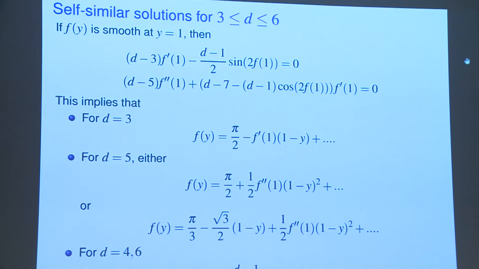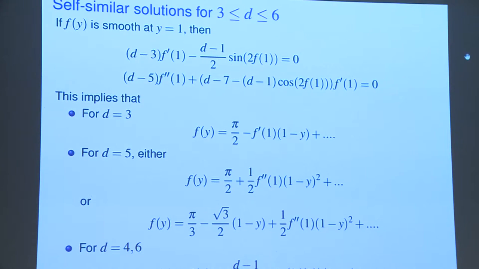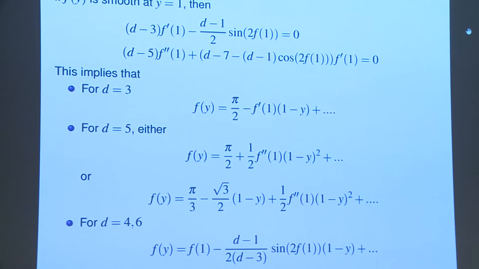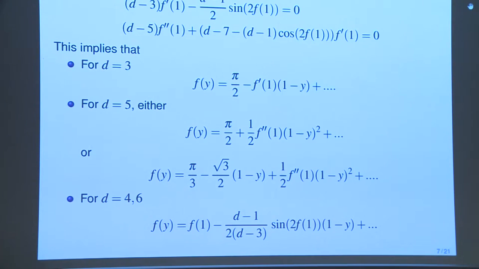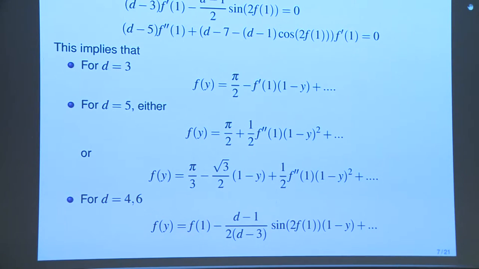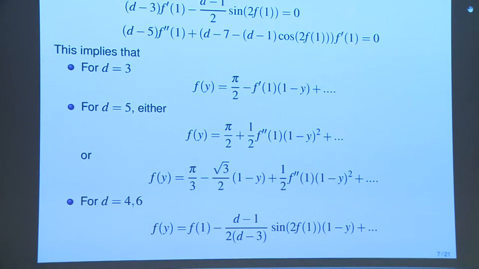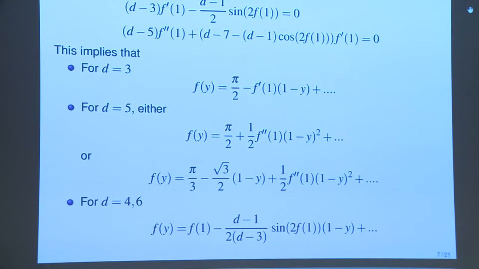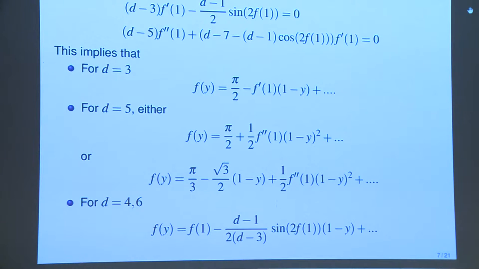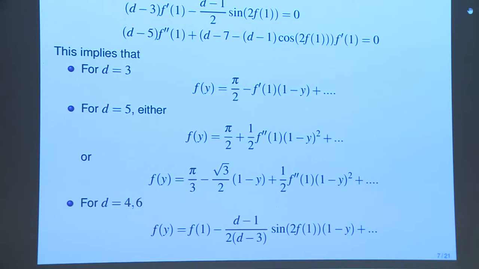So this is what is written there: in dimension 3 the solution which is smooth at 1 is parameterized just by the gradient at 1. In dimension 5 there are two possibilities. In the second equation, either both terms are zero. Well, the first term is obviously zero in dimension 5, but the second term could be zero. Or, this is the other case.